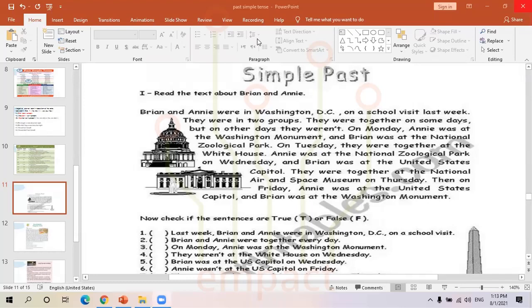Brian and Annie were in Washington, D.C. on a school visit last week. They were in two groups. They were together on some days, but on other days they weren't. On Monday, Annie was at the Washington Monument, and Brian was at the National Zoological Park.